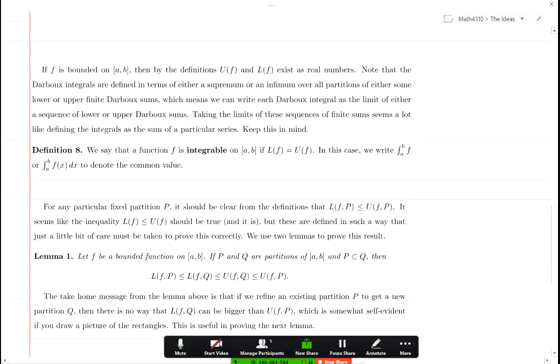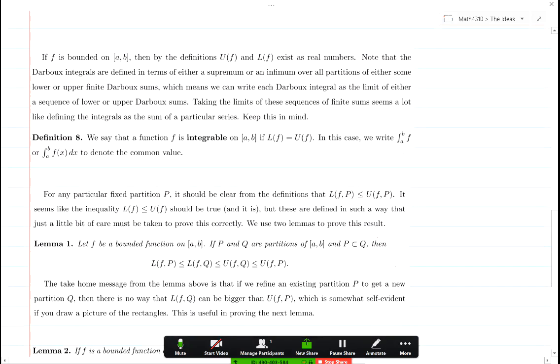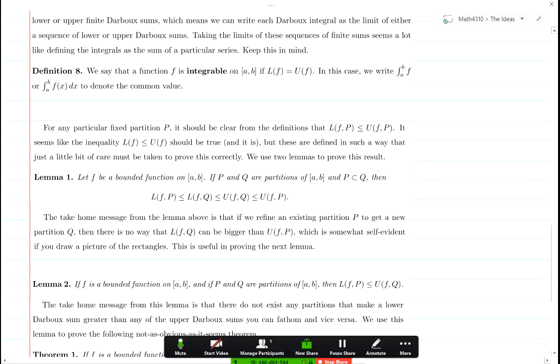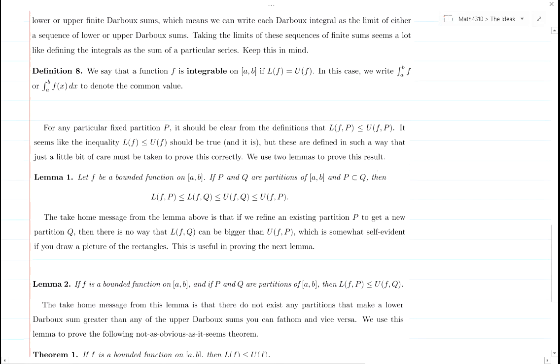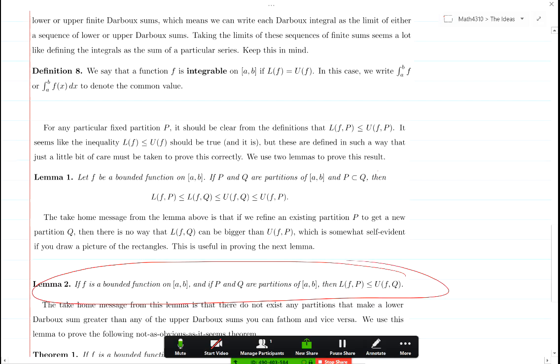So the rest of the results, I don't really want to dwell on them. I think you need to read them carefully. The short recorded lecture is really not the place to digest this. It's really about setting up all the results you need to show that there's no partition that ever makes a lower Darboux sum greater than an upper Darboux sum. That's one result that you need: no matter what partitions you pick, you could throw any partition that you want at these lower Darboux sums, and they're all bounded above by an upper Darboux sum on any partition. And that's what lemma 2 basically says right here.